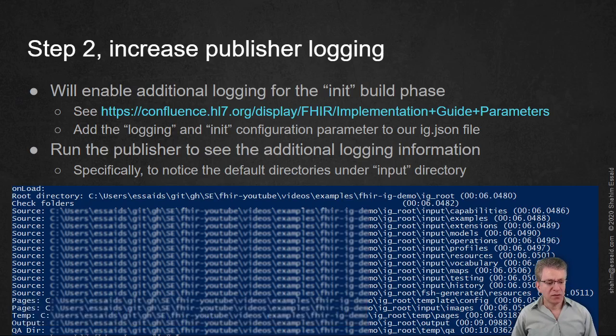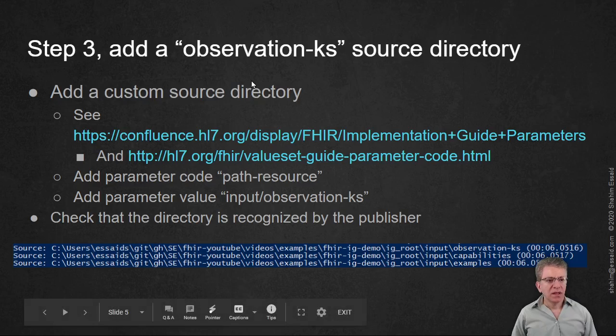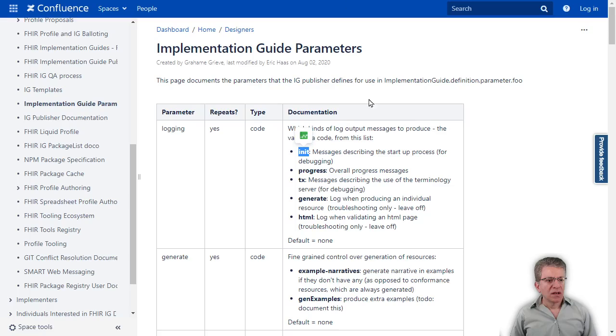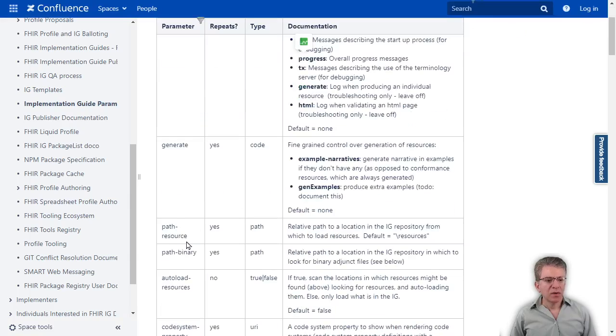Okay, so I'll show how to do that. So that's step 3. I'm going to create a folder called observation.ks just for that first profiling example. And again, if you go to the IG publisher documentation, one of the wiki pages for the documentation, you can see there's a parameter called path resources. So you could create as many parameter entries for the paths that the publisher will look at. And you want to add a relative path here to tell the publisher where to look.